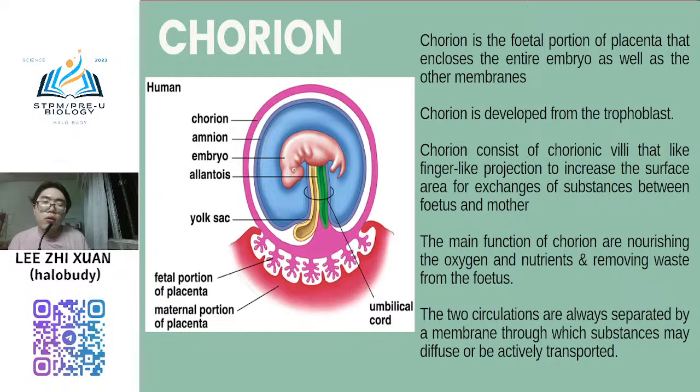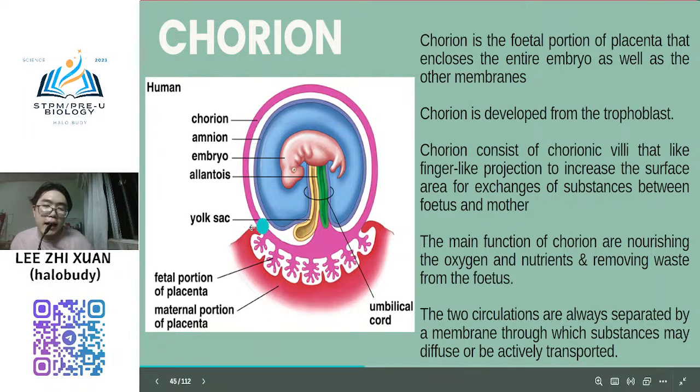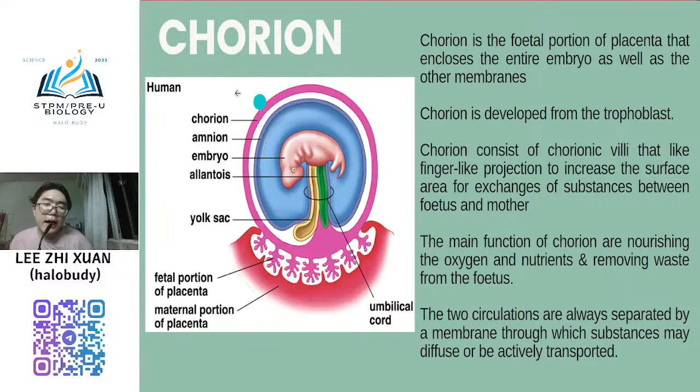Okay, so the first one is about chorion. Normally, chorion is the fetal portion of the placenta. So it is one type of placenta, but it is the fetal portion. If you see this one is placenta, all of these are placenta, but in the fetus there is a specific term we call chorion. The function is totally the same as the placenta. What the placenta does is especially the same inside the chorion, because it is just the fetal portion of the placenta.